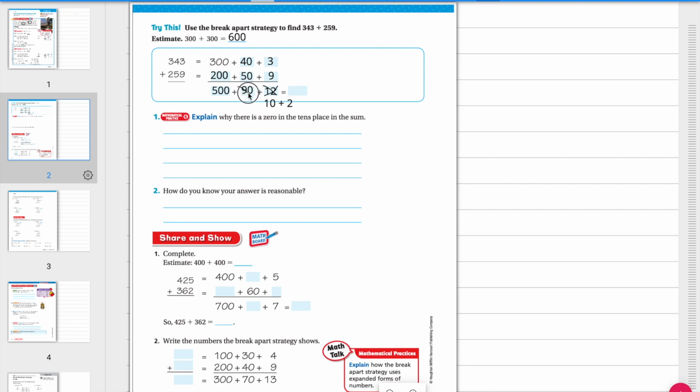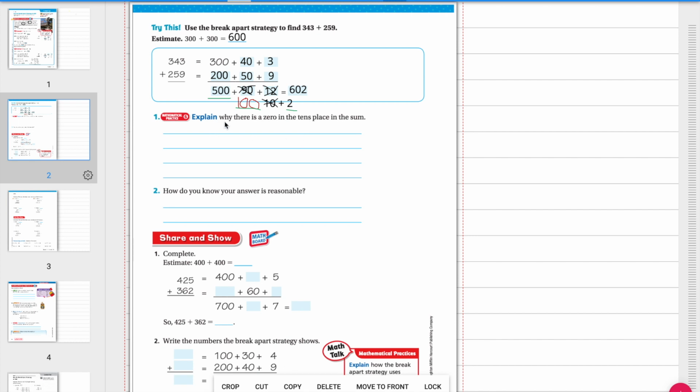I can cross that out because the 90 plus the 10 equals, I'm going to put it in red so we really see it, another 100. So I've got 500 plus 100 plus 2. So that's 602. And if I look back at my estimate, which I think I was forgetting to point out, that's pretty close. 602 is very close to 600.